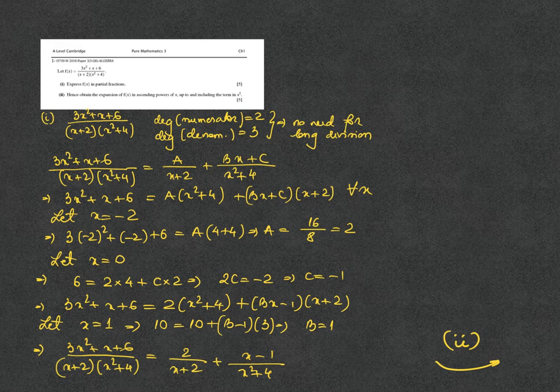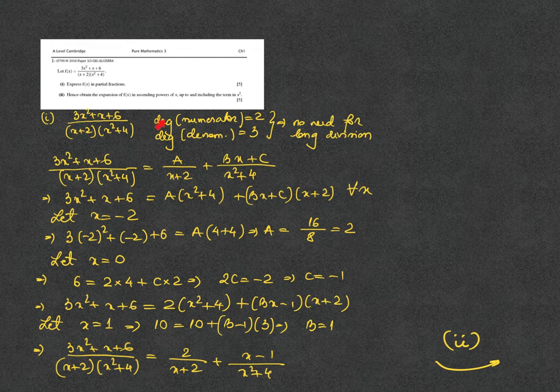Hello there. We're going to go through this question, which you might pause and solve yourself. The question is related to partial fractions, so expressing in terms of partial fractions and then obtaining an expansion of f of x in terms of some terms up to x squared. So express f of x in terms of partial fractions.